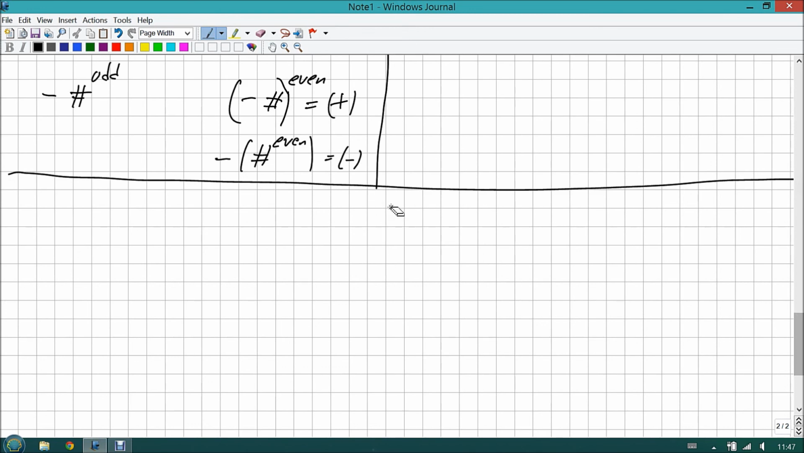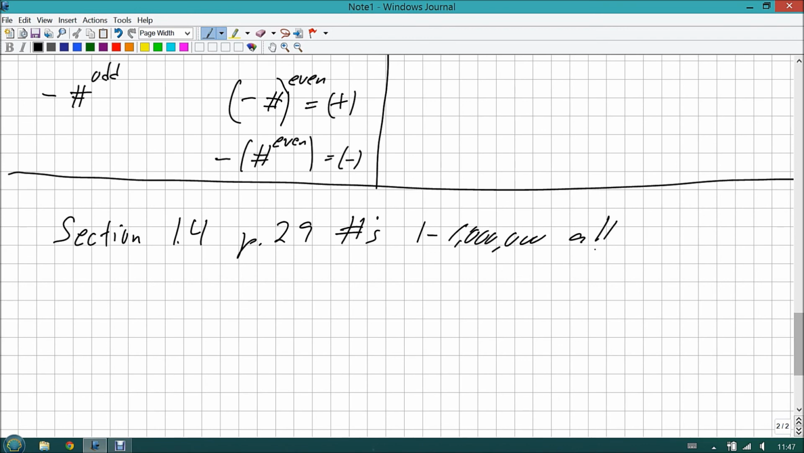So our assignment for today will be section 1.4, which will be on page 29, and it will be numbers 1 through 1,000,000 all. Okay, yes, I was joking. I'm not that mean. All right, let's take a look at them in more detail.